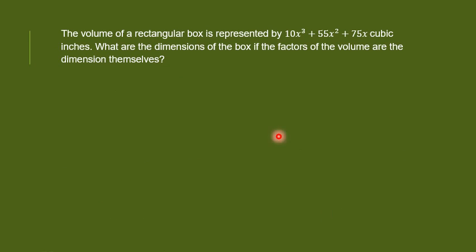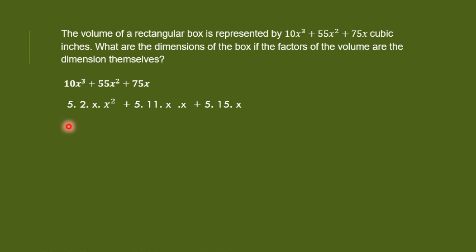And the last one. The volume of a rectangular box is represented by 10x cubed plus 55x squared plus 75x cubic inches. What are the dimensions of the box if the factors of the volume are the dimensions themselves? Look at how this one. What kind of process of factoring we need to do? This is a common monomial factor. Apply the common monomial factor here.